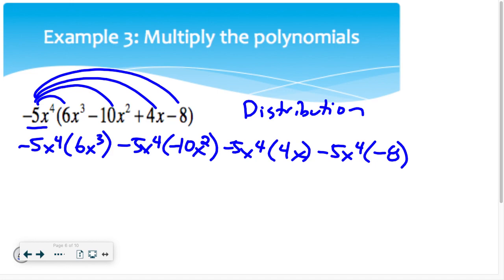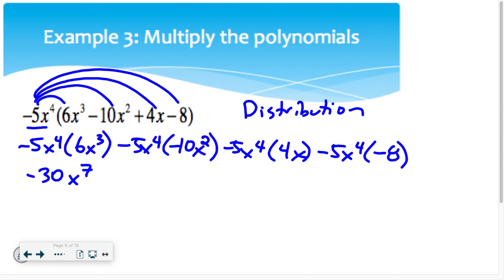So thinking back to our unit 7, when I multiply here, the negative 5 and positive 6 get multiplied to a negative 30. When I multiply x to the fourth times x to the third, that means I'm going to add these exponents. Okay, 4 plus 3 is going to give me 7. We're doing multiplication of the same base.